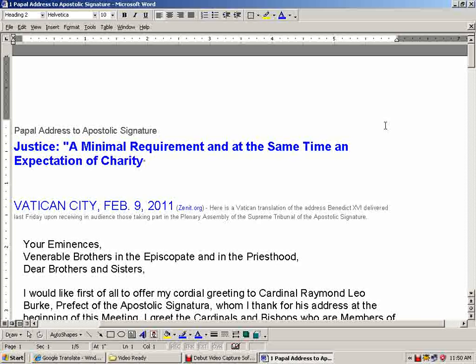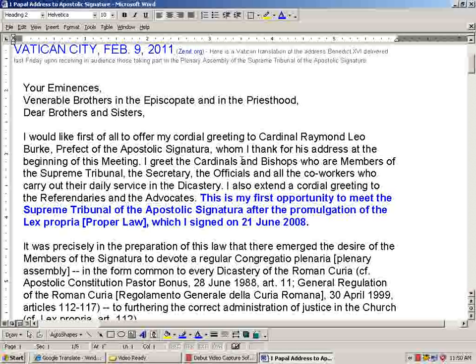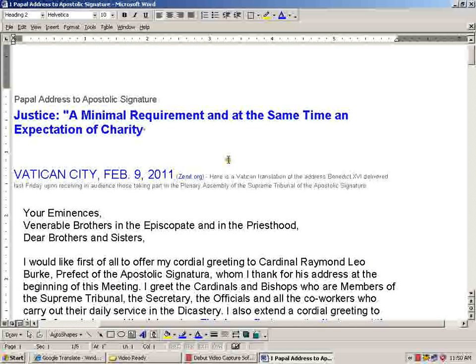So on February 9th, 2011, Pope Benedict XVI gave a papal address to the Apostolic Signature, the court: justice, a minimum requirement, and at the same time an exception of charity. I've got lots to read, so I'm not going to be reading everything, but you can easily find this yourself. It's the papal address to the Apostolic Signature by Pope Benedict, and it was on February 9th, 2011.